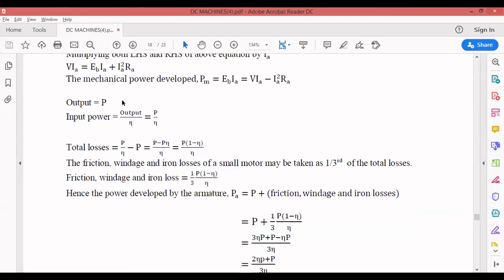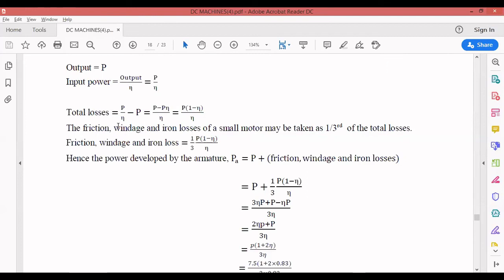Now, output power of the motor will be P. Input power is nothing but what? Output power divided by efficiency, that is P divided by efficiency. Total losses is nothing but what? Input power minus output power. Input power minus output power. Okay.